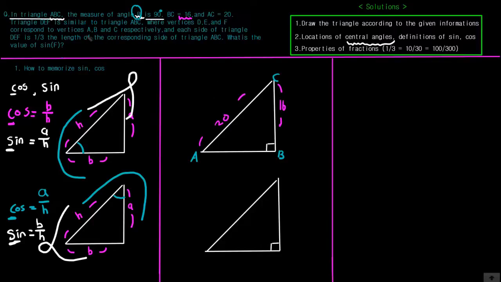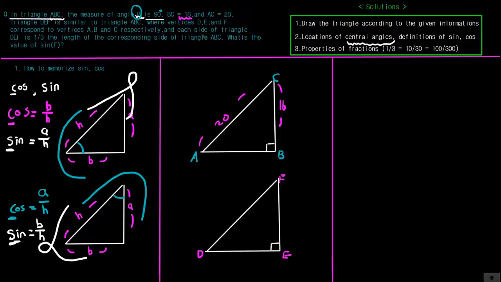And we know that there's a triangle DEF right over here that is similar to triangle ABC, where vertices D, E, and F correspond to vertices A, B, and C respectively, which means D, E, F are in the same order as A, B, and C.